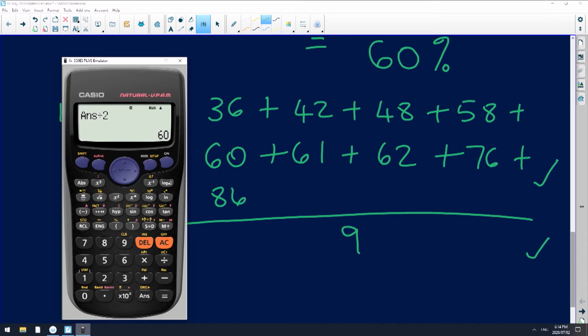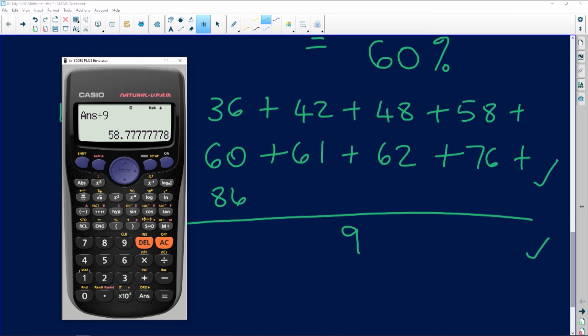Let's go and add. So if we are adding, it is going to be 36 plus 42 plus 48 plus 58 plus 60 plus 61 plus 62 plus 76 plus 86. And I would encourage you guys to really double check your answer, double check if you are doing the right thing. And the percentage is also going to tell you.